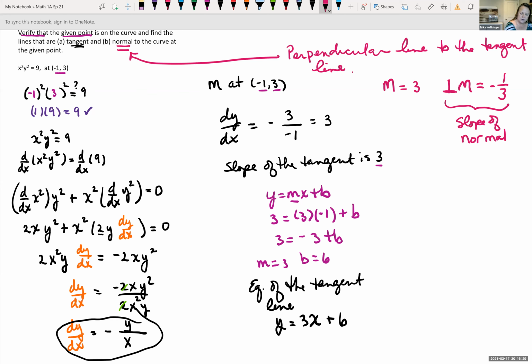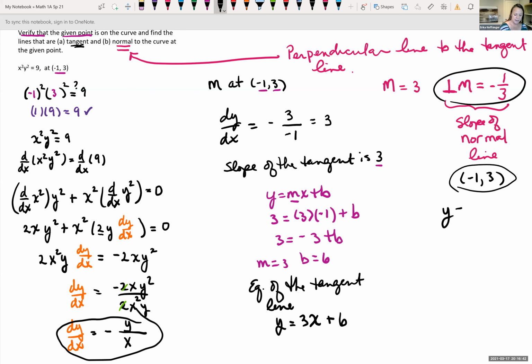Again, we still have that point. We still have the point negative 1, 3. And so knowing a slope and a point, we can find out what the equation of that line is. So again, we can go back in and plug in. So y equals mx plus b, what we know, solve for b, and then rewrite our equation with the slope and b, our y-intercept. So going back and plugging in, we get 3 is equal to my slope, which is -1/3, times x, which is -1 plus b. So we get 3 is equal to +1/3 plus b.